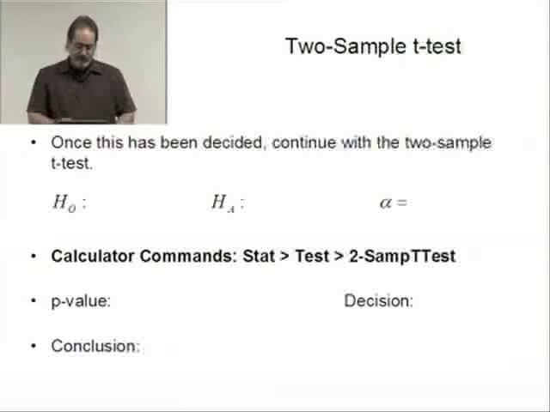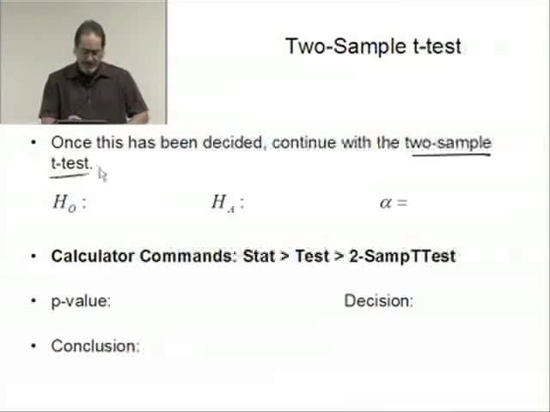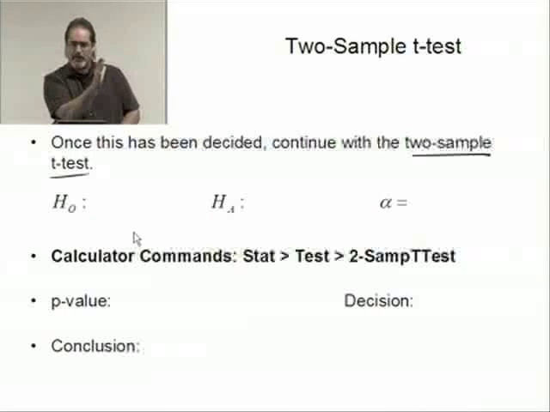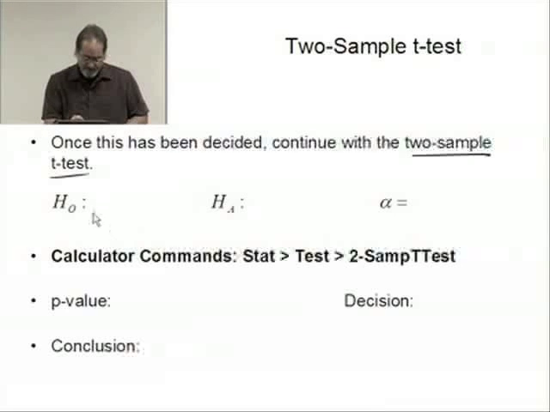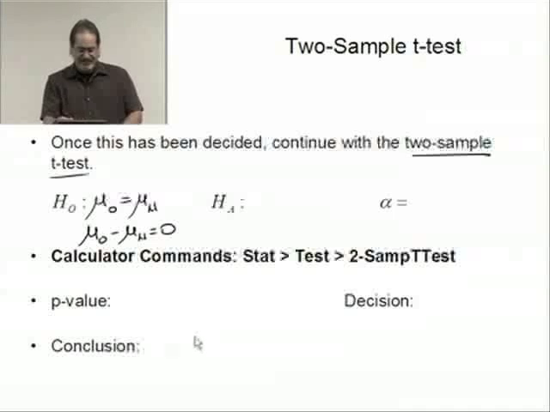So now, once that's been decided, I'm going to continue with the two-sample t-test. The whole idea here is, does this new process reduce, on average, the number of blemishes? So I'm going to work this as the mean of the old. And you can write this a couple different ways. I'm going to write it like this: the mean of the old is equal to the mean of the new. You could write it as a difference, the mean of the old minus the mean of the new equals 0, which is saying the exact same thing.